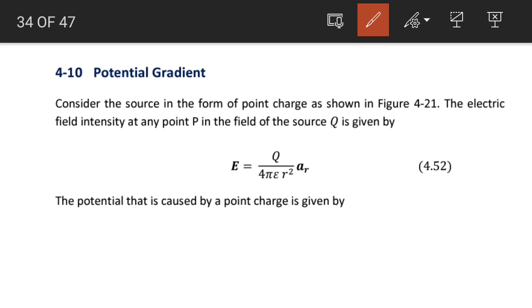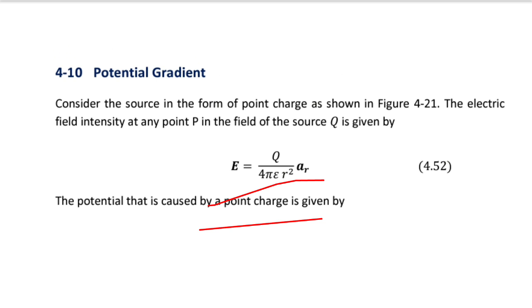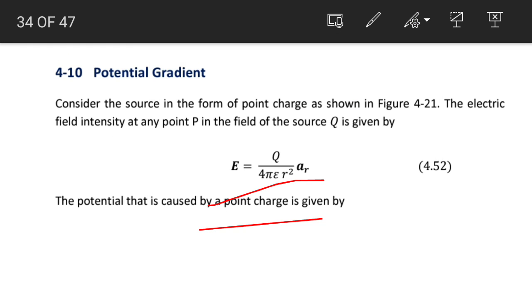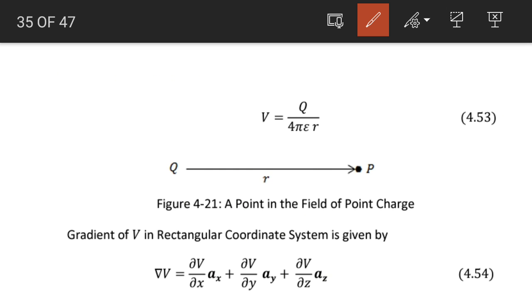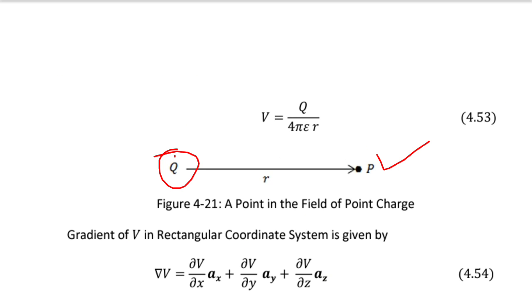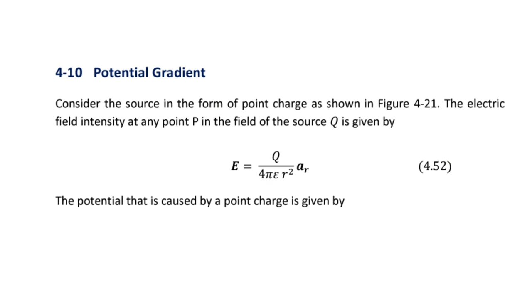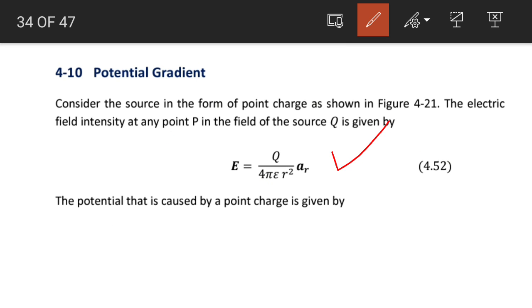Potential gradient. Let us consider the source over here. The source is in the form of a point charge, and we consider a point in the field of the source. The radial distance between the source and the point is represented by R. So the electric field intensity at the given point will be equal to Q by 4 pi epsilon R square into aR.